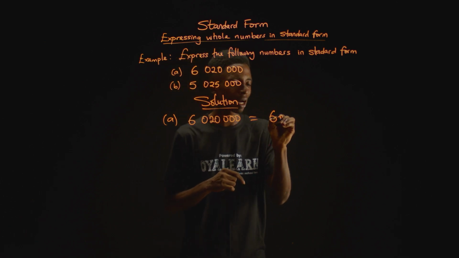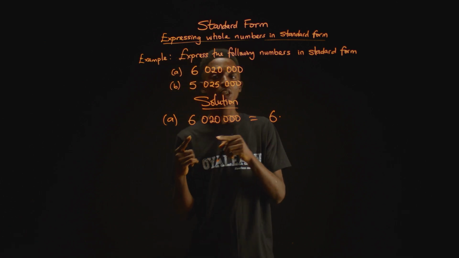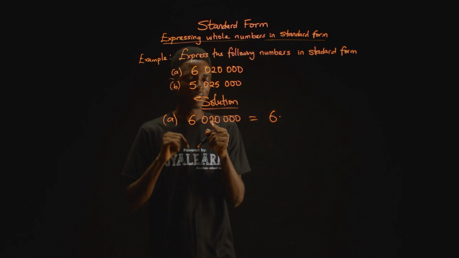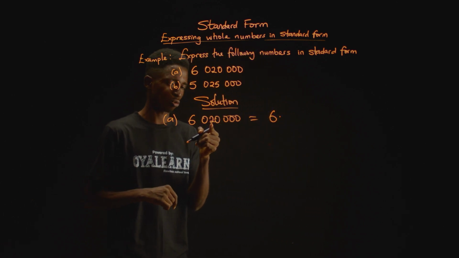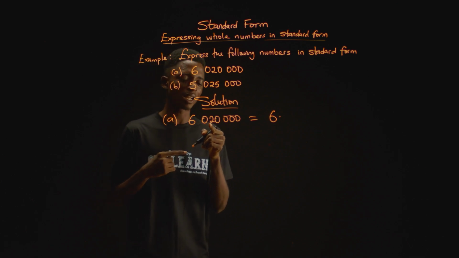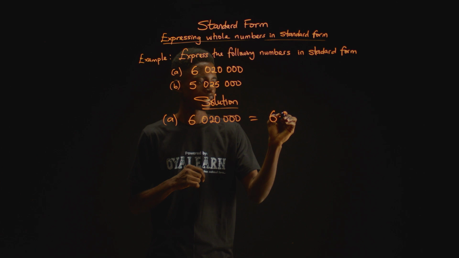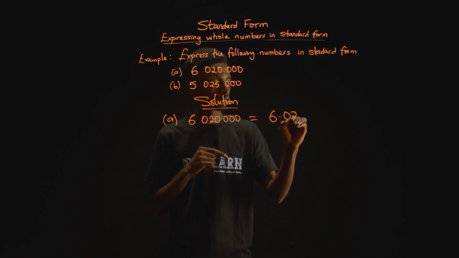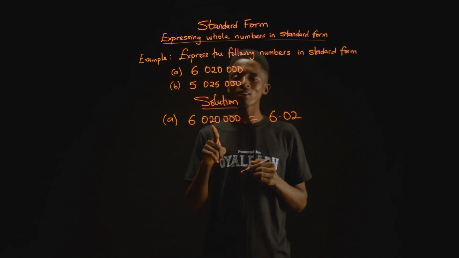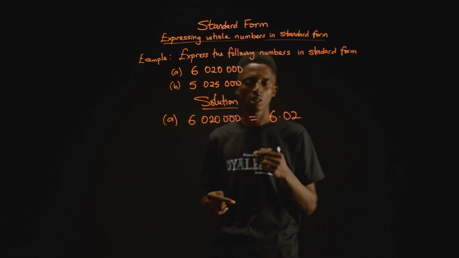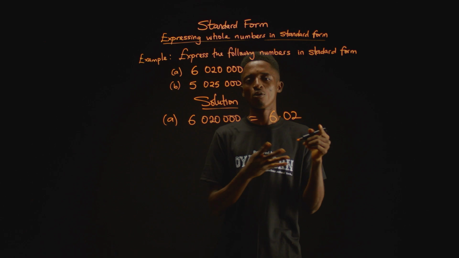Now we put a decimal point and read off the numbers that come, that is the non-zero numbers. The next non-zero number we have here is 2. So what we write is we write every other number till we get to that last non-zero number. So that will be 0, then 2. Now you agree with me that after 2, all the other numbers are zeros. So we don't need to write those. So we just write 6.02.